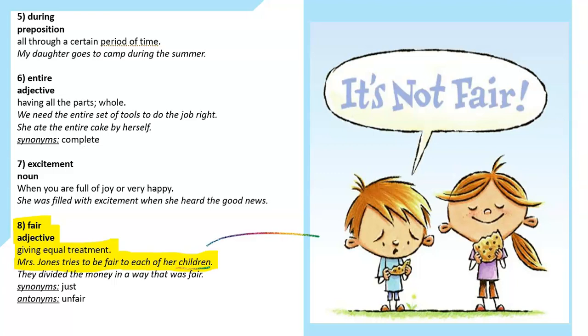If you look at this picture, this boy has a little piece of the cookie, and this girl has a large part of the cookie. And the boy is saying it's not fair. It's not fair because it's not equal. It's not the same. When something is not the same, we can say it is not fair.